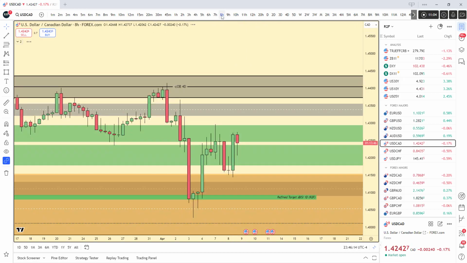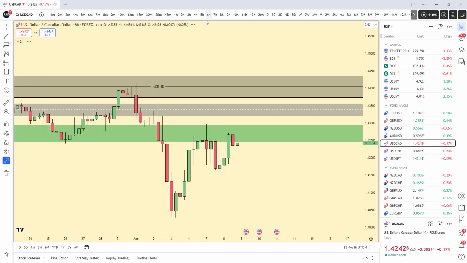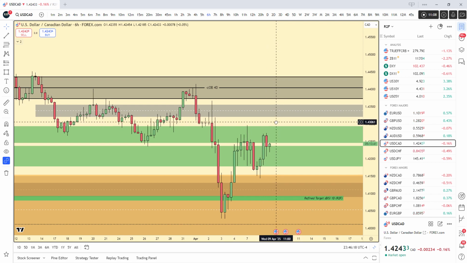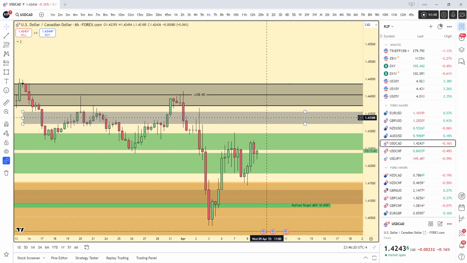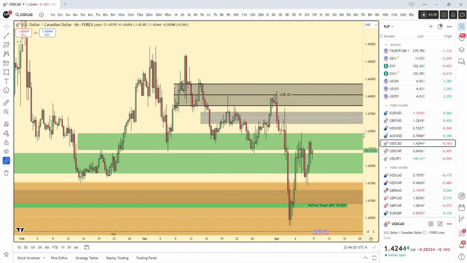I'll look for a change in the state of delivery or some sort of manipulation, maybe during CPI. We'll see. CPI starts to expand and then moves lower, then we could potentially target that area.